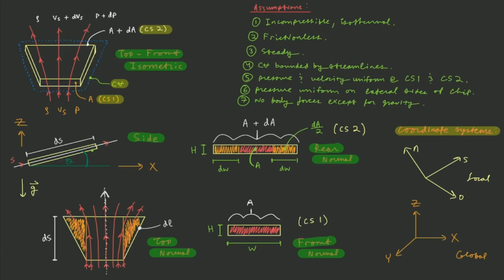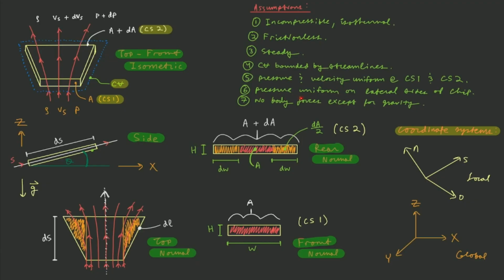3, we're assuming that the system is steady, so none of our field variables are changing with time. 4, we're assuming that our control volume is bounded by streamlines. We've gone over what that means. 5, we're assuming our pressure and velocity is uniform at control surface 1 and 2, so we don't have to worry about a surface distribution at control surface 1 or 2, so our surface integrals are easier.